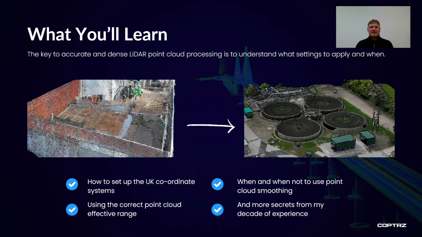So what we're going to learn today in this webinar, there are some key features we're going to look at. We're going to look at how we set up that job for when we're utilising it in the UK. So we're actually going to set it up in the UK coordinate system, which is OSGB 1936 and the ODN height. We're going to look at some of the features in there as well, like the cloud smoothing. When do we have this on? When do we turn it off? As well as using the correct range from that LiDAR sensor.